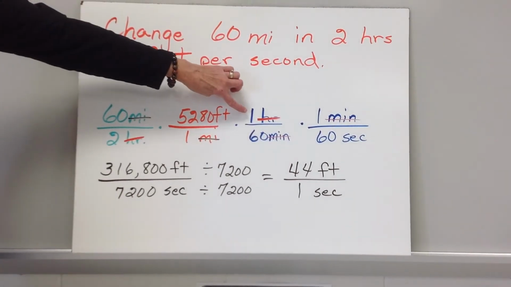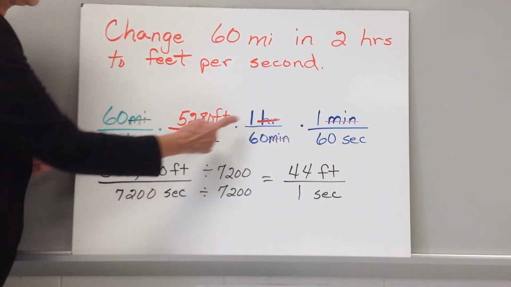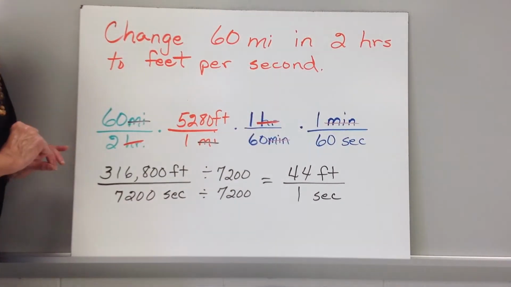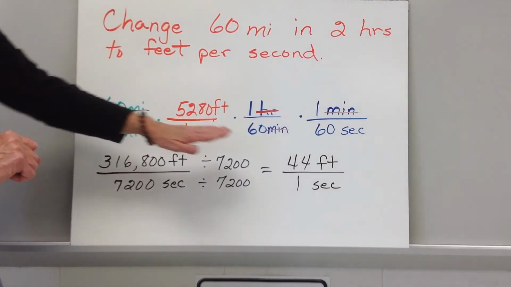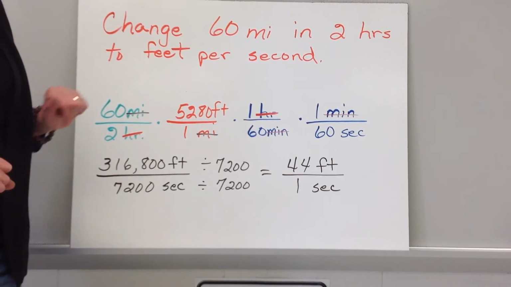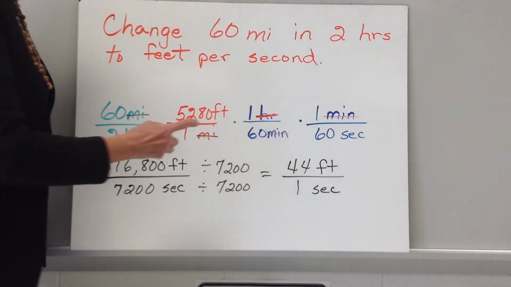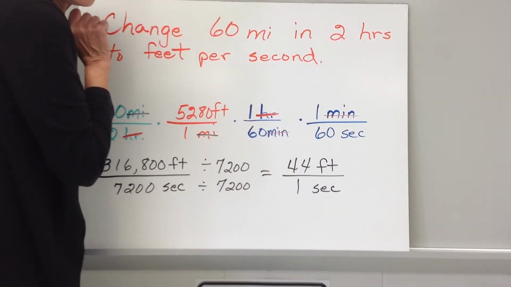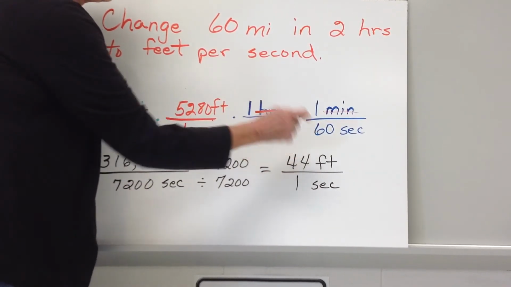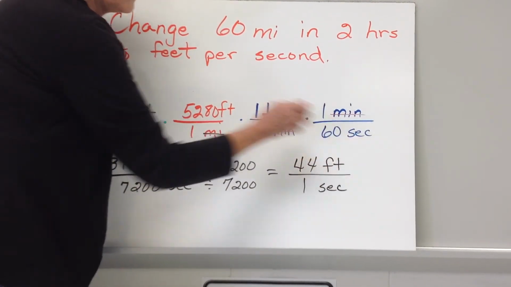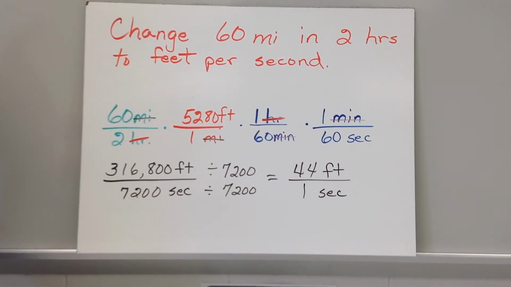So my conversion factor said 1 hour is 60 minutes. I put 1 hour in the numerator so that my unit would cancel out. I wanted to get rid of the hours. Now I have 60 minutes. I want to change to seconds. I know 1 minute equals 60 seconds. So I'm going to put minutes in the numerator so that my units will cancel out. 1 minute over 60 seconds. Minutes are gone. Now I'm left with seconds. My units, feet, seconds, that's exactly what I wanted.